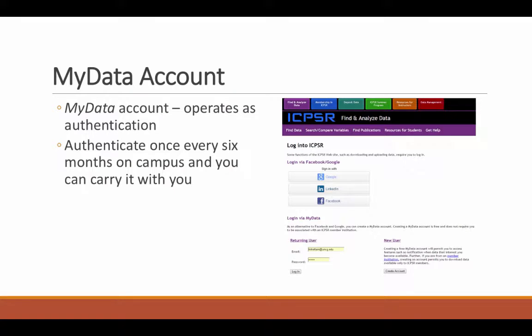To access most data downloads, you must create a My Data account on campus or through the library's database list. Doing so will authenticate your credentials as a UNCG student and give you access to the full archive. You will need to log in to the database once every 6 months to keep your authentication.